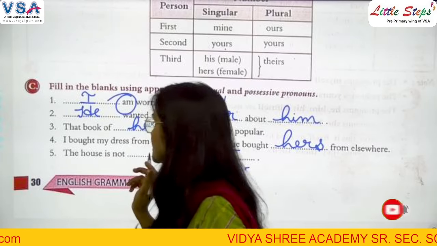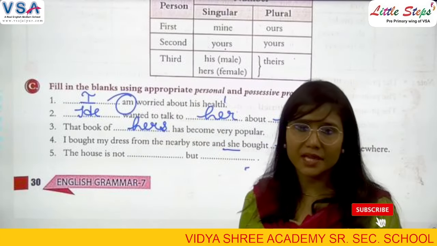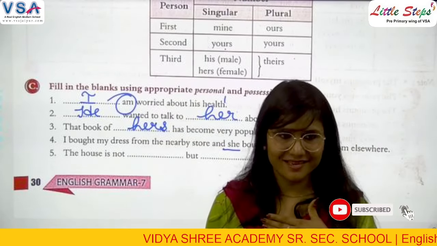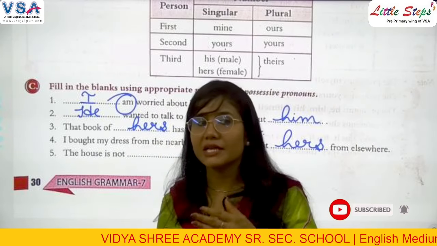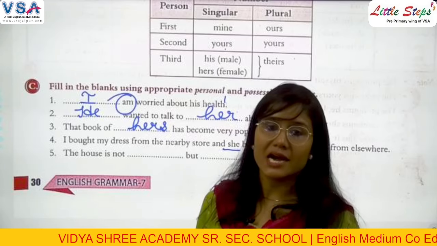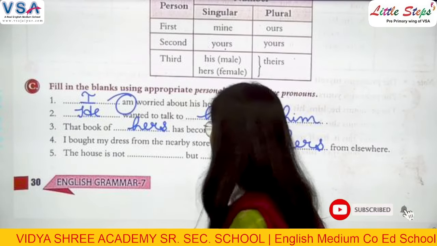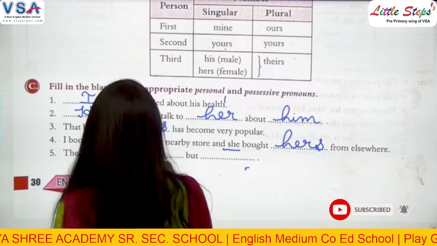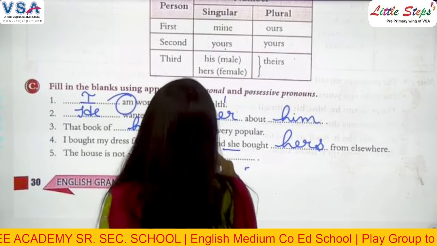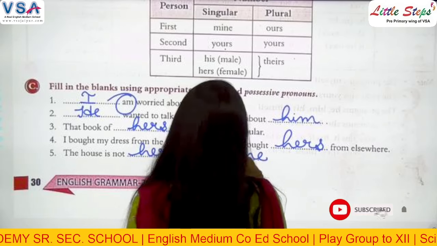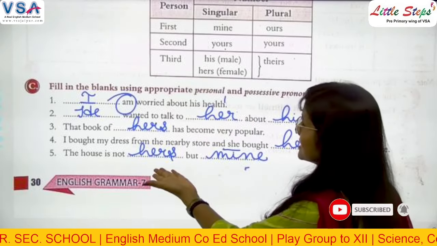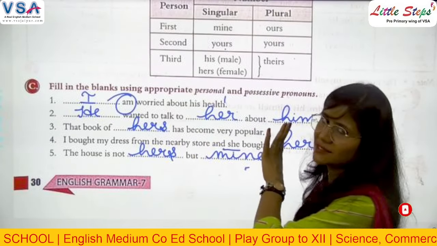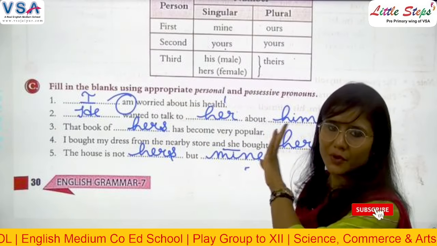The house is not. Me not. Mine. You can say yours, hers, anything else you can say. You can say hers. But mine. आप replace कर सकते हो, यहाँ mine और यहाँ hers भी कर सकते हो. That will not be wrong.